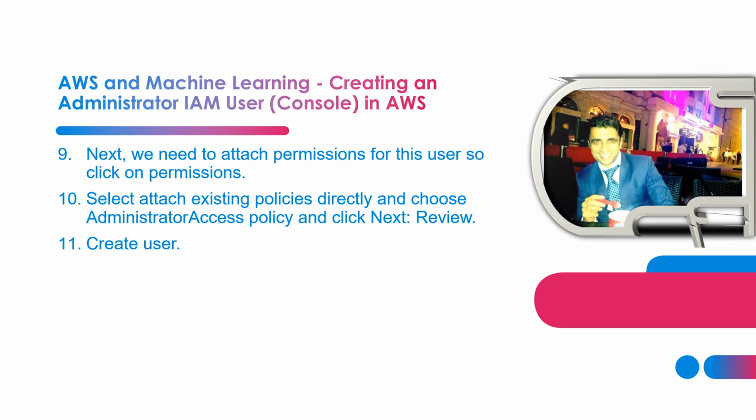Step number 9, we need to attach permissions for this user, so click on the permissions. And we will then move on to select attach existing policies directly, and we will choose the administrator access policy in this case, and then we'll move into review and create the user.